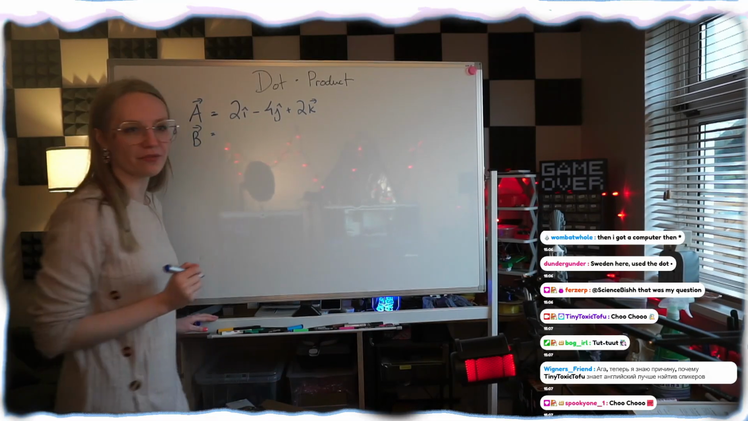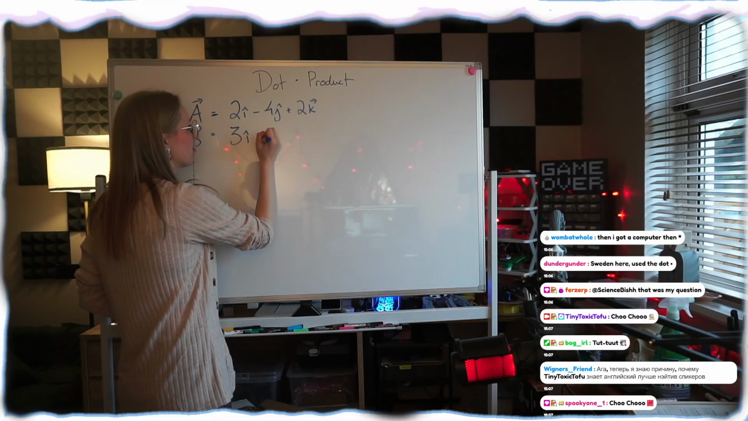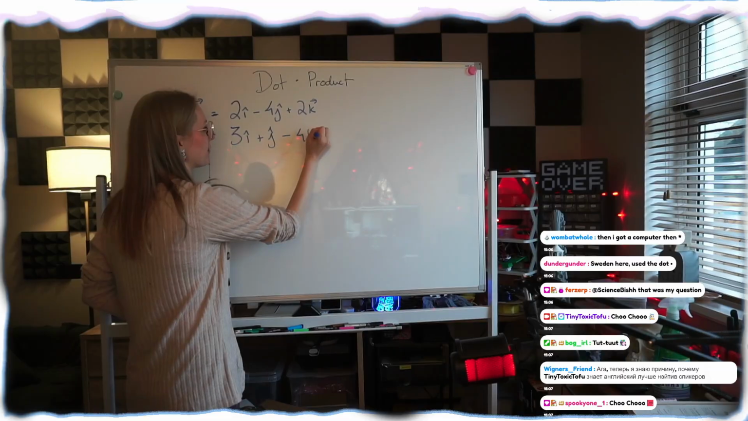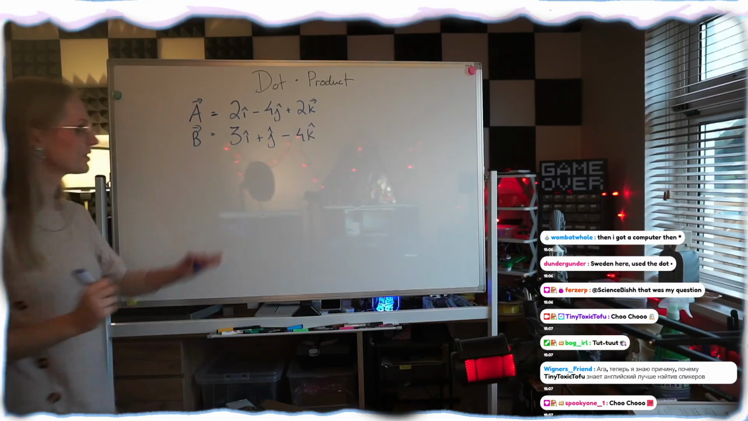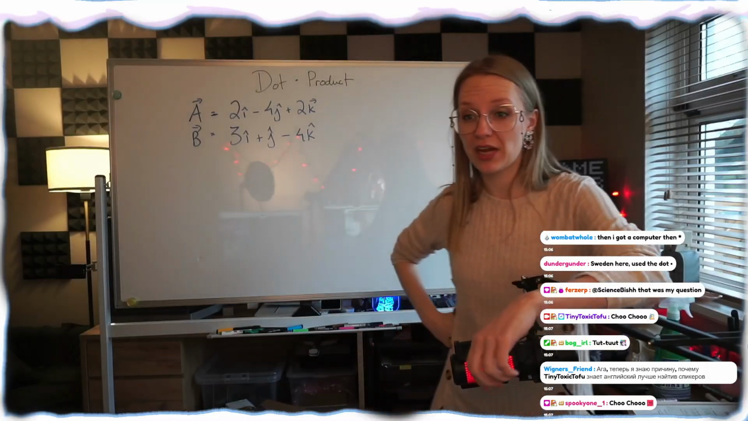Then we have another vector, and we'll say that it's 3i plus j minus 4k. Okay, so these are 2 vectors. You could plot them if you want very carefully, that's fine.